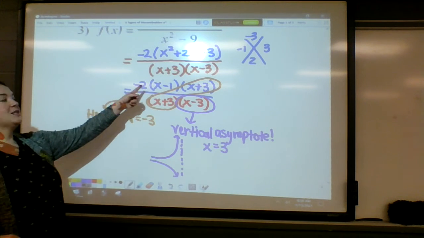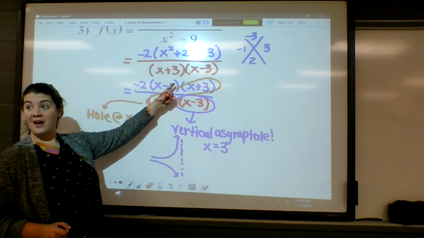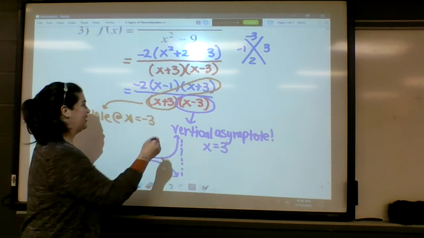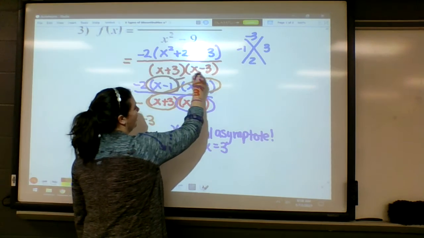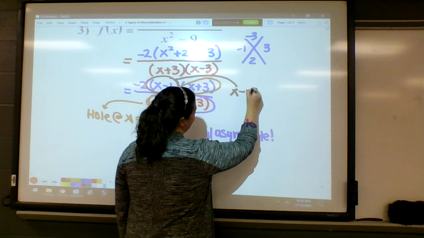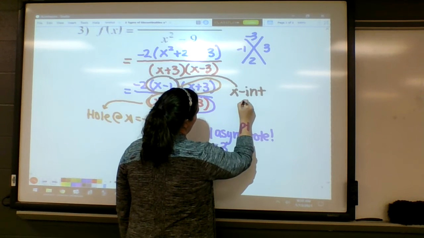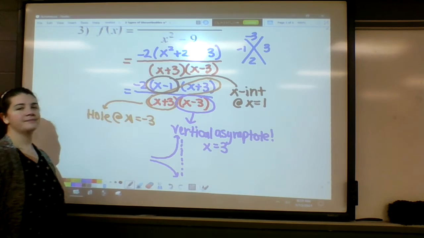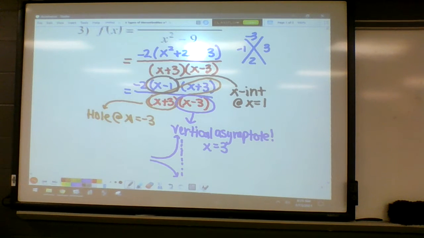So it would be x minus 1. And so your x-intercept would be at positive 1. Yeah, this right here gives you the x-intercept. And it's at x equals positive 1. So it's just the 1. It's not the negative 3.